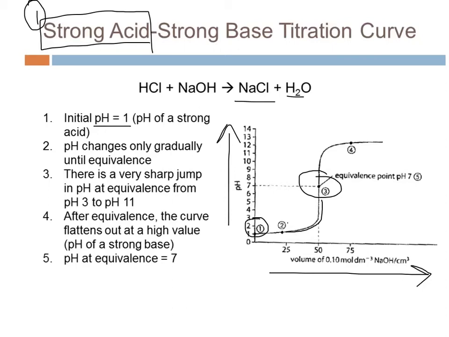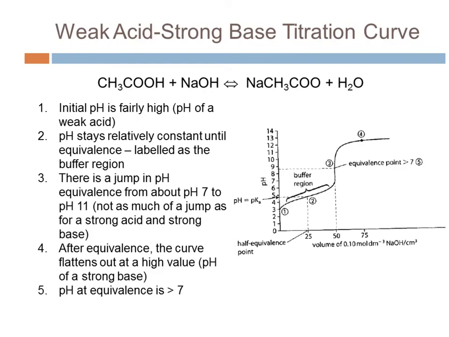So in this part 3, there is a very sharp jump in pH at equivalence from pH 3 to pH 11. After equivalence, the curve is going to flatten out at a high value. And this is because now we have more base than we have acid. All the acid has been consumed. The pH at this point here is going to be the pH of the strong base. Because we have a strong acid and a strong base, the equivalence point happens at pH of 7.